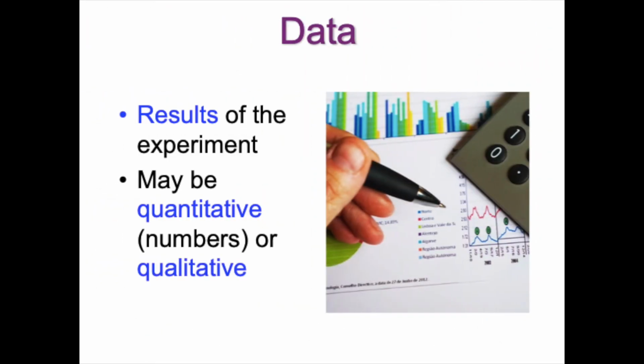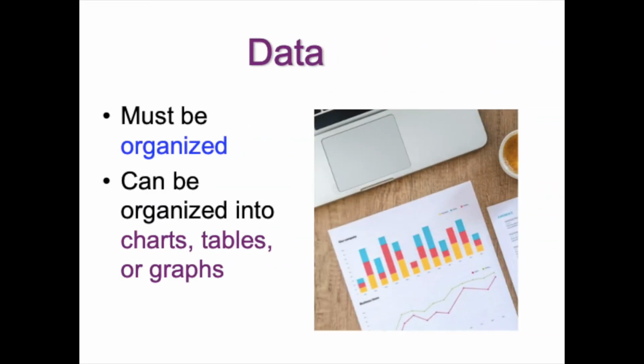Now, as far as data, the results of the experiment can be one of two or both. It can be quantitative and it can be qualitative. You can write down a discussion as far as what you observed, and you also need to write down numbers. You need to have measurable numbers for your data. And the data also needs to be organized. It needs to be organized into charts, tables, and graphs.